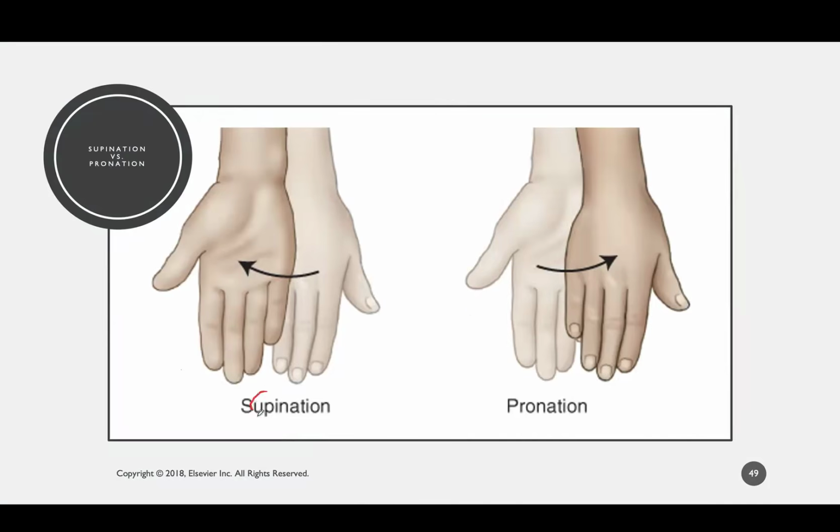Supination, this is back to up, face up, right? So this is the anterior of the hand, the palm is anterior, so it's like you're facing it up. And pronation is the opposite.